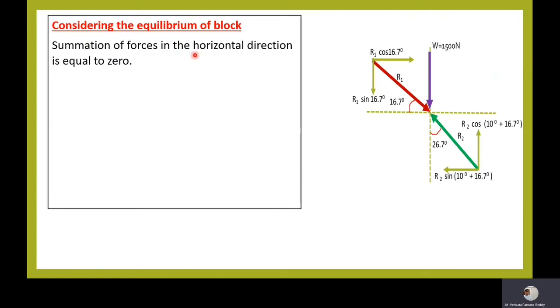That is summation of forces in the horizontal direction is equal to 0. That is sigma F of x is equal to 0. What are the horizontal forces here? R1 cos 16.7 degrees, R2 sin 26.7 degrees. So rightward forces positive, leftward forces negative. Then R1 cos 16.7 degrees is equal to R2 sin 26.7 degrees.